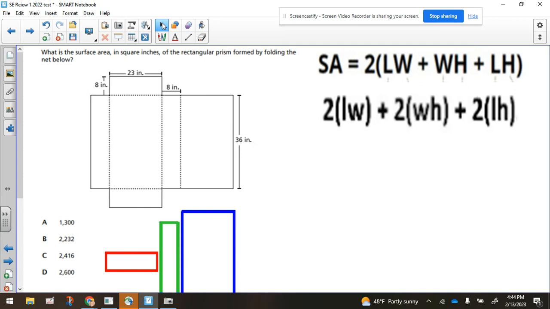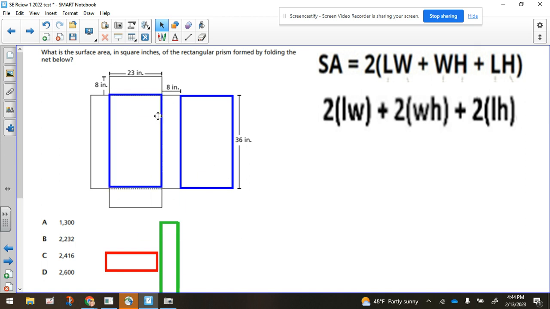Hey everybody, Mrs. Bianchi. It's asking us to find what is the surface area in square inches of the rectangular prism formed by folding the net below. So, couple reminders. If it's a rectangular prism, that means you're going to have two of every face because there are six sides. So that blue face there, you would have another equal and congruent one, which would be here.